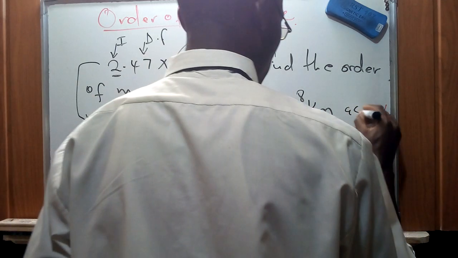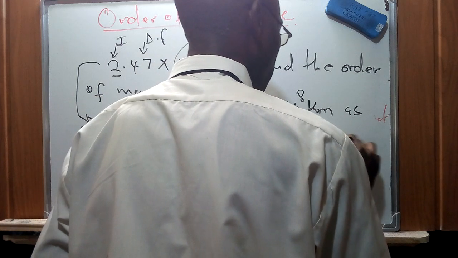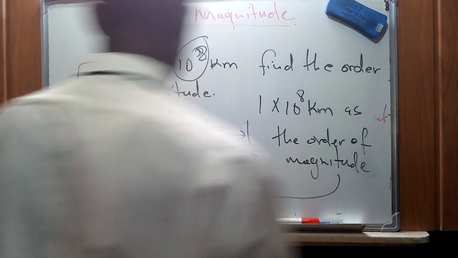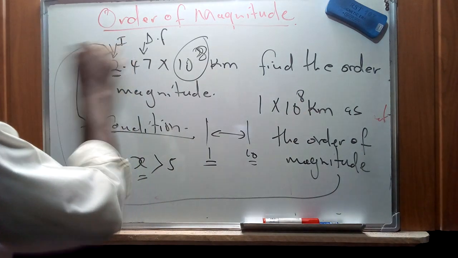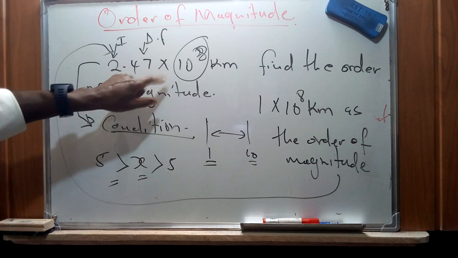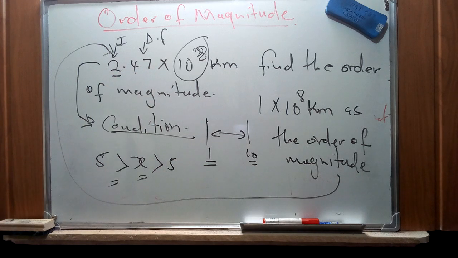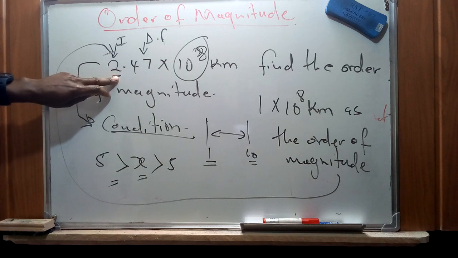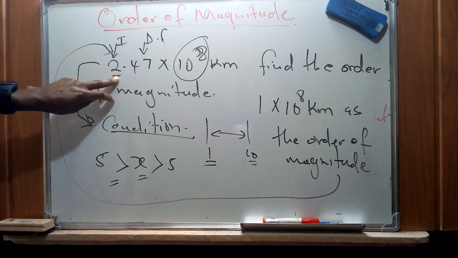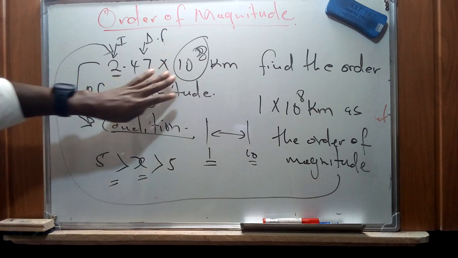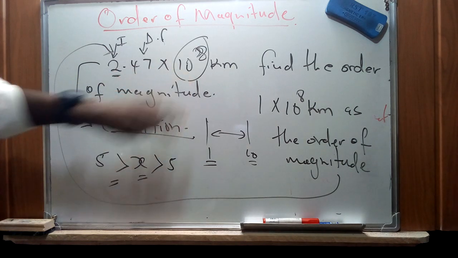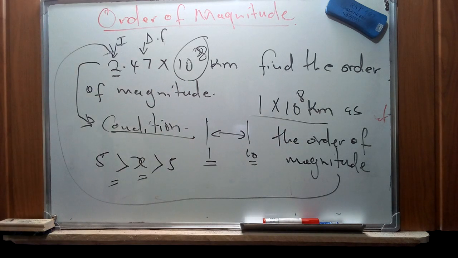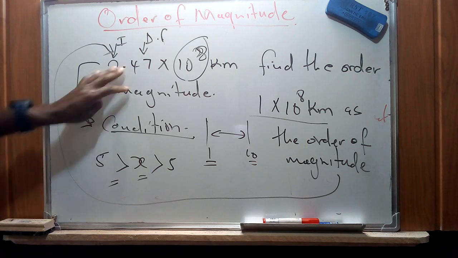as the order of magnitude of this specific number, which is 2.47. So in this case, we just ignore the decimal fraction part. If this number, which is an integer, is less than 5, we're going to assume it's 1, and then this order of magnitude is going to be regarded as 1 times 10 raised to power 8 kilometers as the order of magnitude of this specific number.